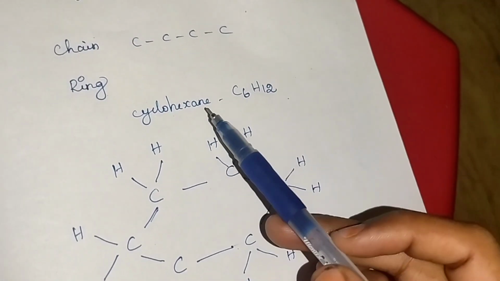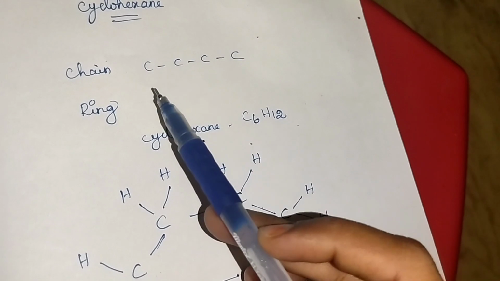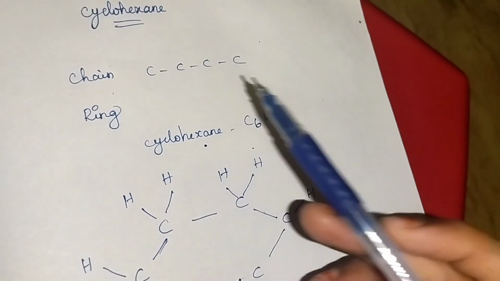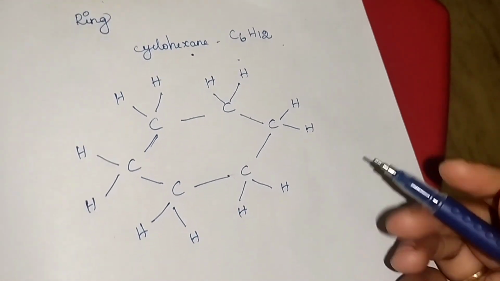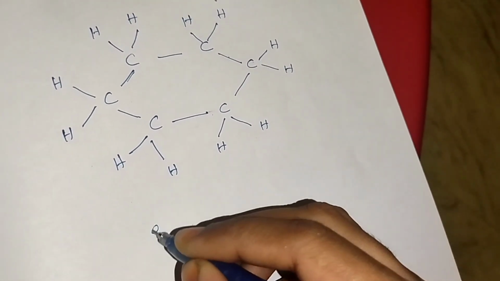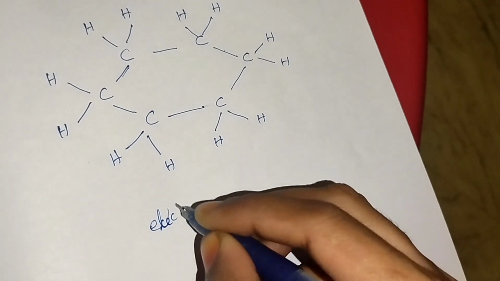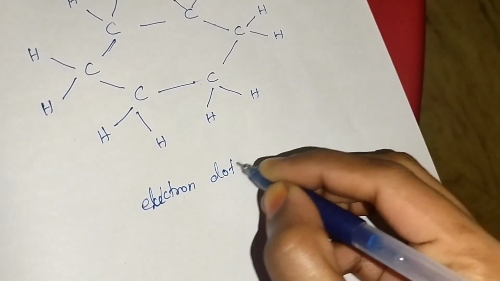Why are we seeing cyclohexane here? It means not all the carbon atoms will be in the form of a chain. It is also in different forms, like a ring structure. So this is an example. Now we are going to draw the electron dot structure for this cyclohexane.